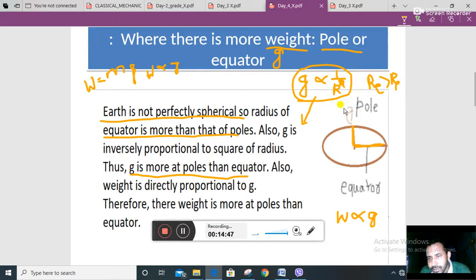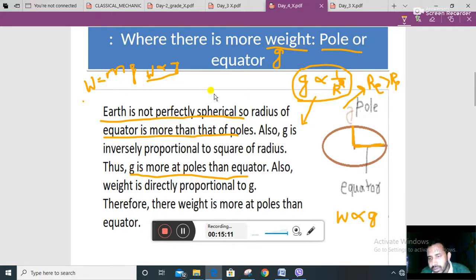And see here, the first fact is this one: the radius of the equator is greater than the radius of the pole, and the second relation we know is this one. So from this pure mathematical expression, we can conclude g is more at the pole than at the equator. Also, weight is directly proportional to g, or acceleration due to gravity. Therefore, weight is more at the pole than at the equator.